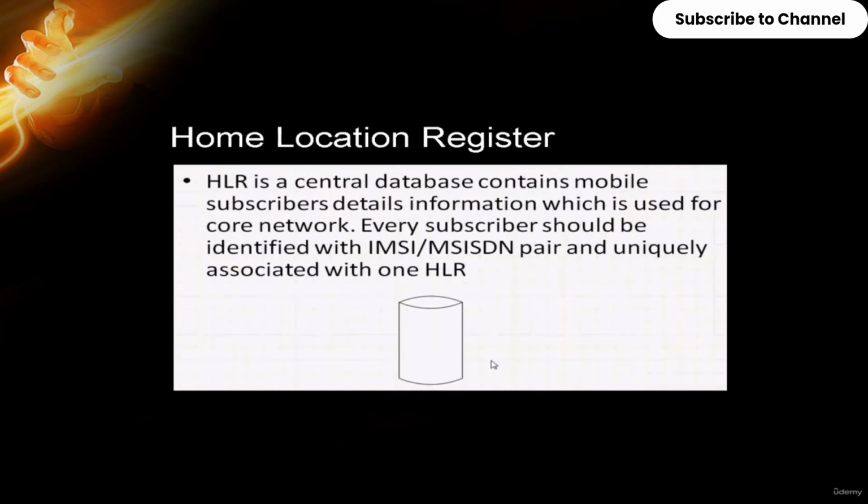And next is the home location register. Home location register is a central database which has details of mobile subscribers. So each subscriber will be given an ID number, like it is the address of a user. So the home location register is the address book which has the users, which is a central database. It contains all the information of the user who is communicating.